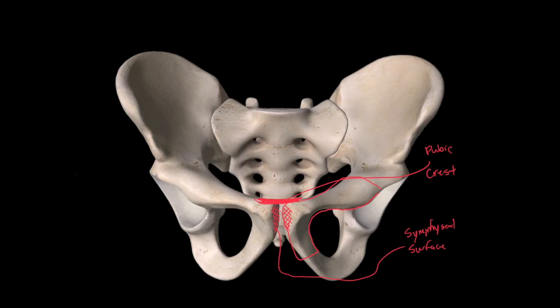Now, right next to the pubic crest, as well as the symphyseal surface of the pubis, there is a small bump found right here. And it's kind of angularly projected. It's kind of going out at an angle. These little projections are called pubic tubercles.